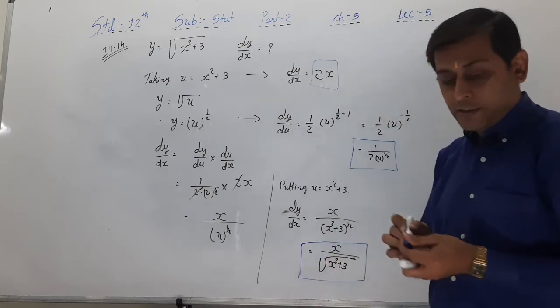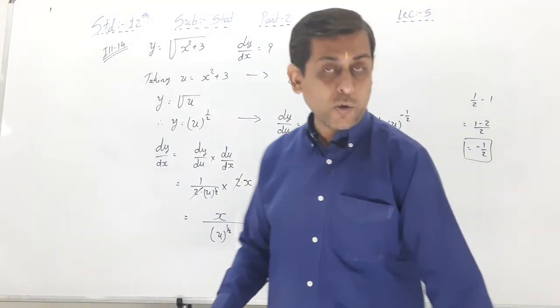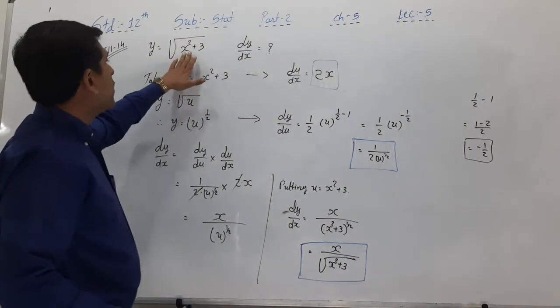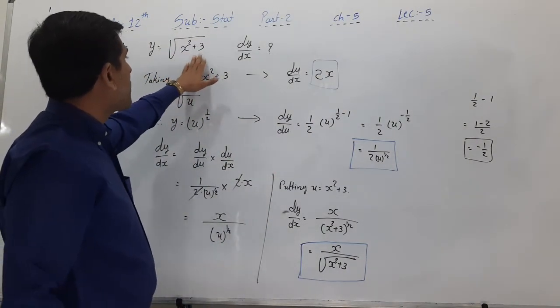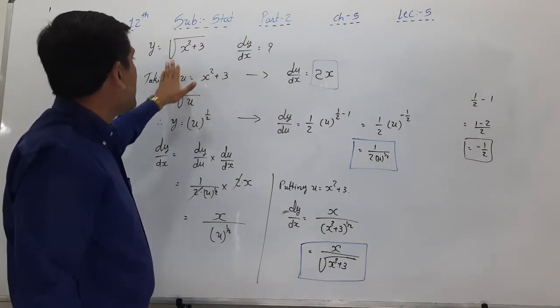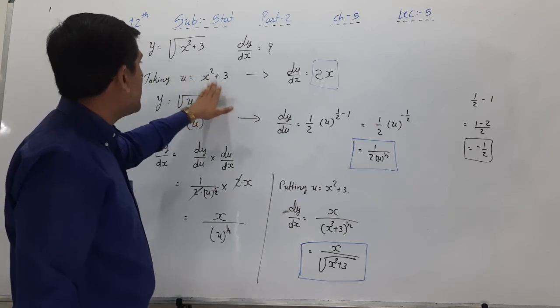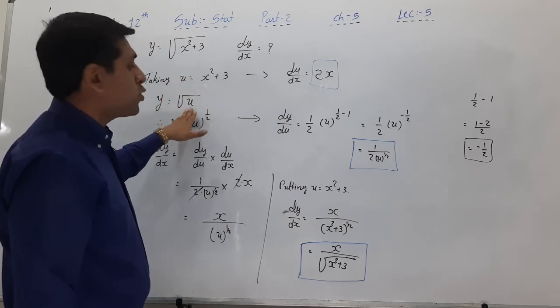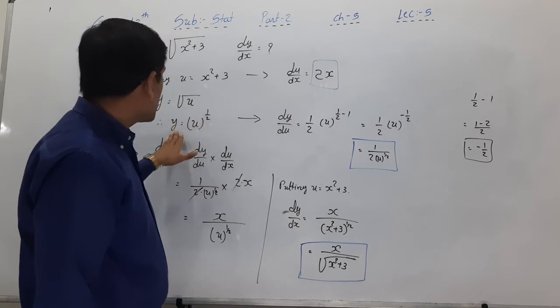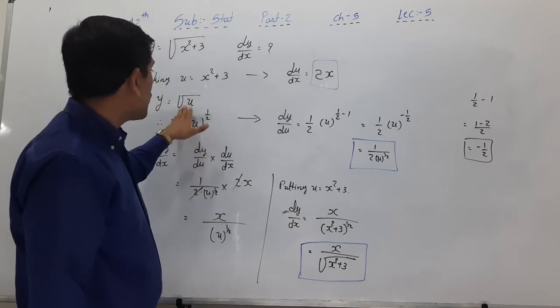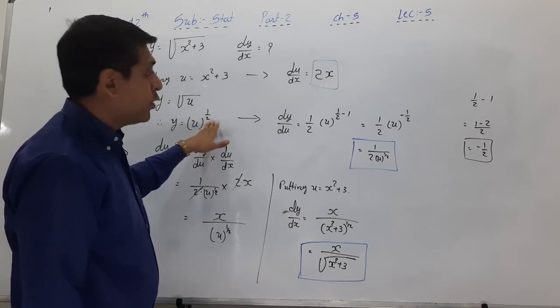dy by dx. Again, I explain here. Given y is equal to the square root of x square plus 3. I am taking u is equal to x square plus 3, and y is equal to square root u, right? So y is equal to u raised to 1 by 2, because square root means raised to 1 by 2.